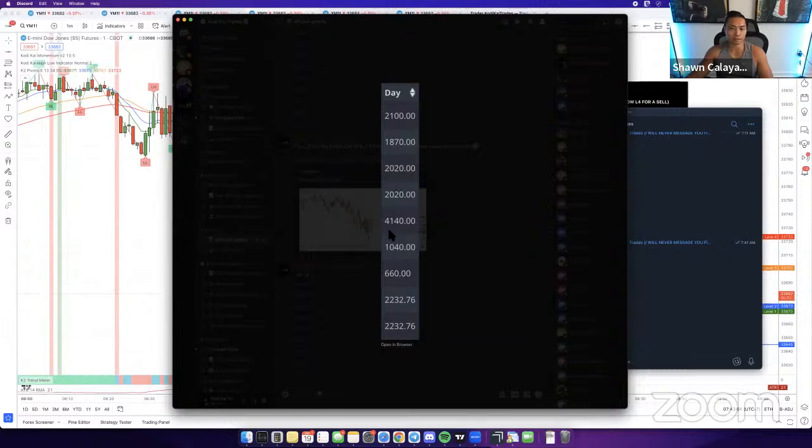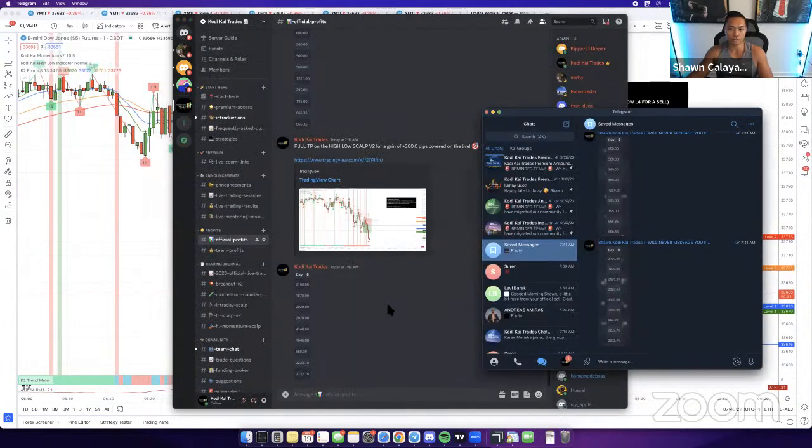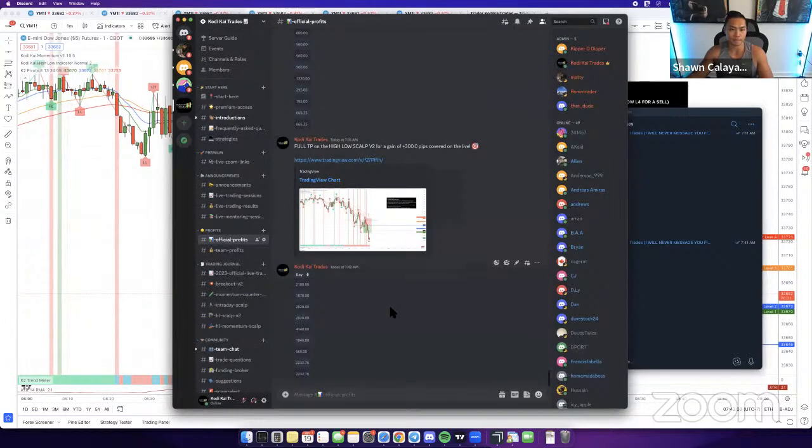My 200K account locked in 4,140. This is my second funded engineer account locked in 1,040. My personal account locked in 660, my TFF locked in 2,232, and my second TFF locked in 2,232 as well. So those are my profits so far. If you guys have more profits to post up, feel free to post them up in the chat. Otherwise, we'll continue on and then we'll see where we'll go from here.